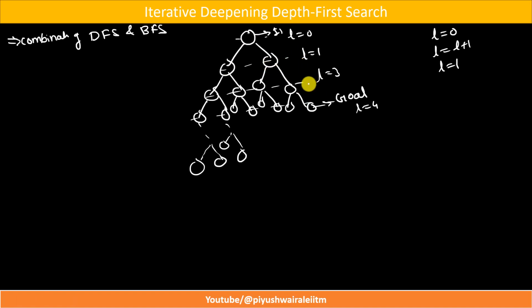If we didn't find the goal state, then this algorithm will again increment the value of L to L equals 2, right? Again, we start the search from the root node and search each and every individual node, whether it is my goal state or not, till L equals 2.